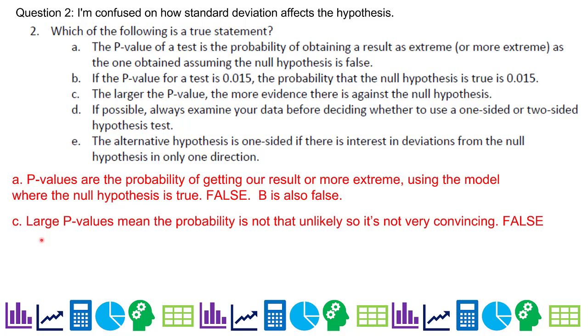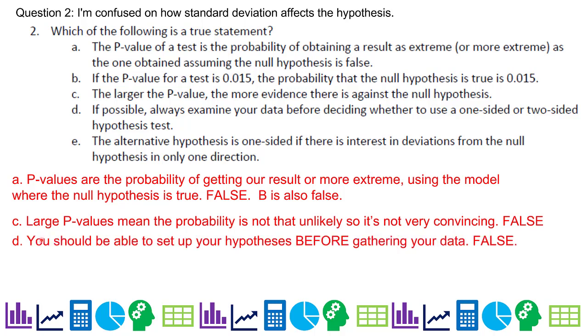Sometimes we use two-sided tests when we just want to know, is it not equal to, all right? When both higher and lower are interesting to us. For example, the 1 in 6 game, you could argue, so usually I have you do a one-sided because I say she's worried that it's lower or she's worried that it's higher. In reality, she's worried about both. So you could do a two-sided hypothesis test on that problem. E, always set up your hypotheses before you gather your data. Okay. The alternative hypothesis is one-sided if there's interest in deviations from the null hypothesis in only one direction.